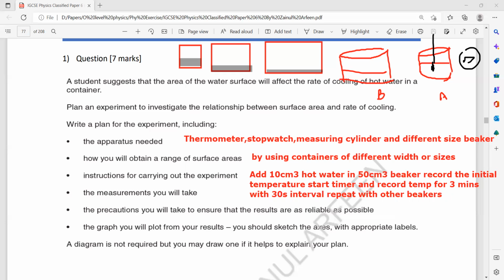Then what measurements do we have to take? We have to measure the initial temperature, the starting temperature, we have to measure the final temperature, and we have to measure the time as well, the time interval. So for measurements, you can also mention only temperature, because we are measuring different temperatures. So temperature and time. These are the two things which we have to measure.